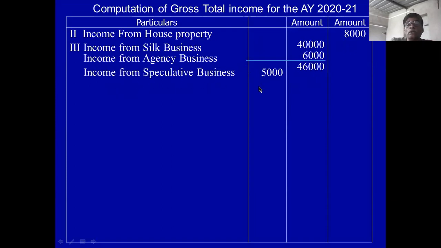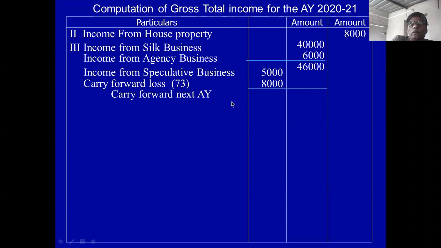You take the speculative. Income from speculative business is 5,000. In this 5,000 speculative business income, you adjust carry forward speculative business loss under section 73, 8,000. Out of 5,000 profit, if you adjust 8,000, 3,000 is the carry forward loss. You carry forward this 3,000 to next assessment year.